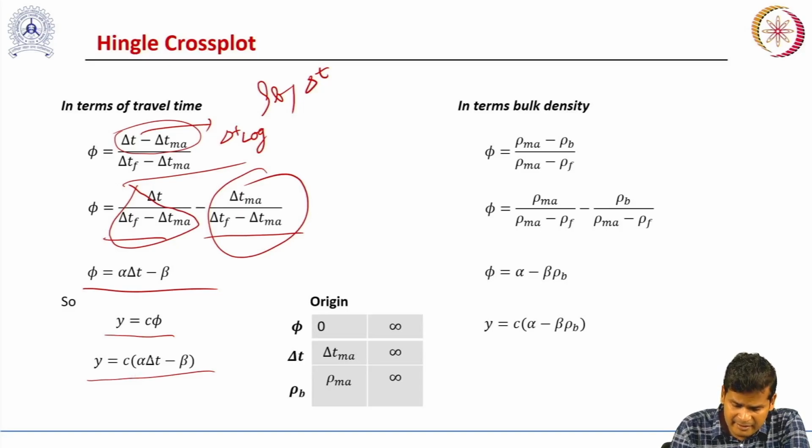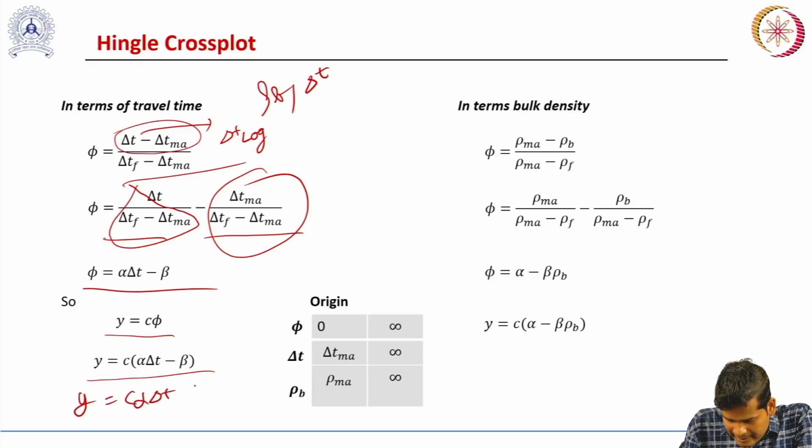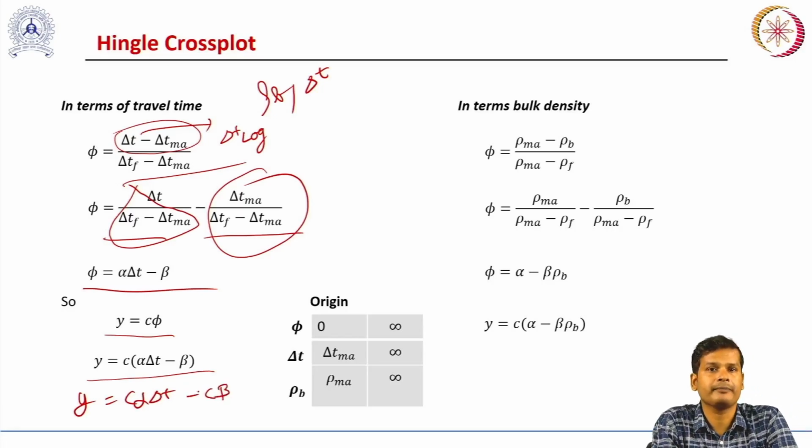If I expand this, alpha and beta here will be constants. So again, instead of plotting in terms of porosity, I will have what? In terms of delta t: c alpha delta t minus c beta. So I can plot it like this. So I will have an intercept instead of the graph going through 0.